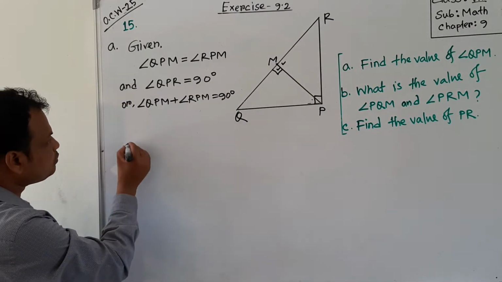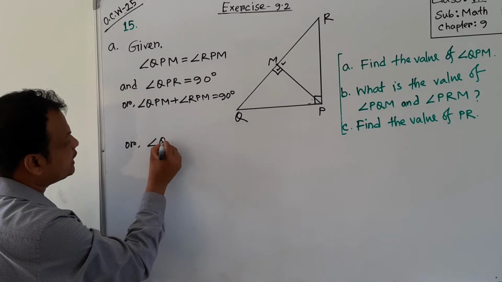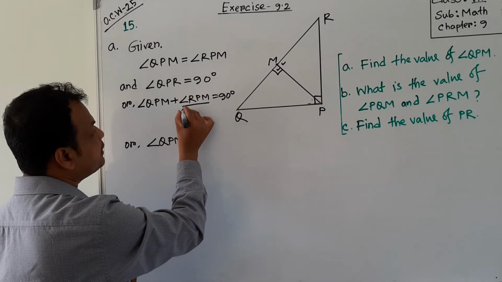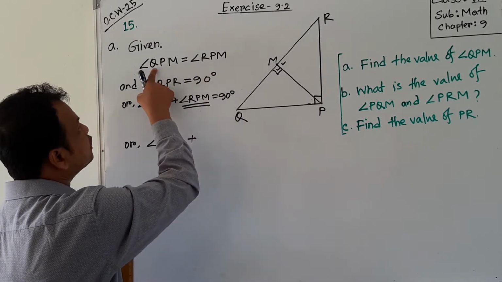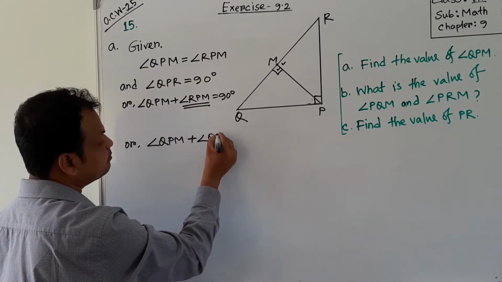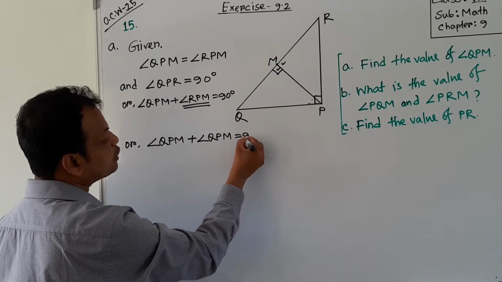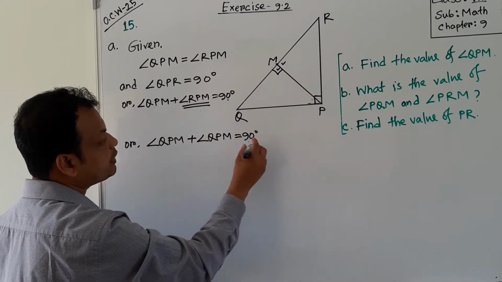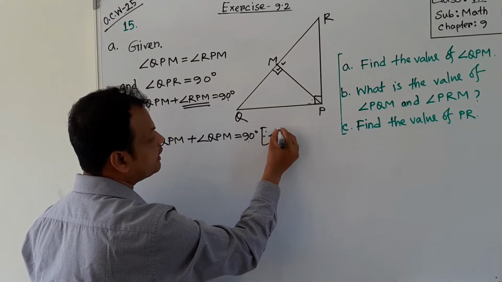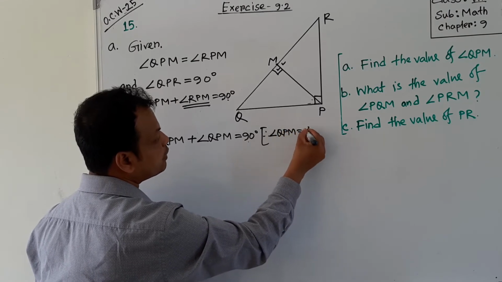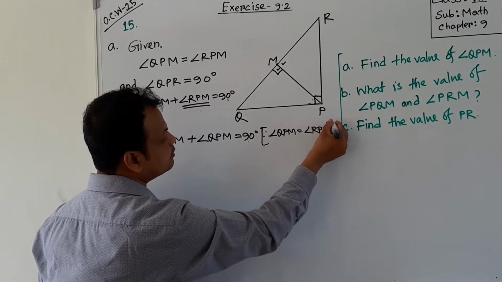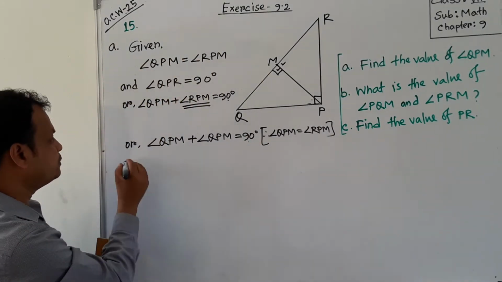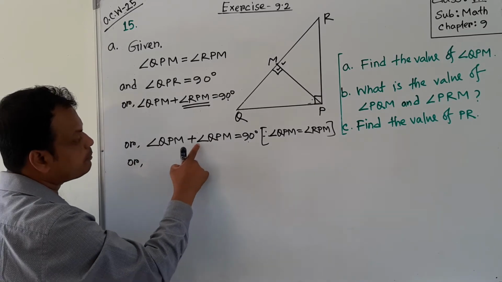Now we'll write angle QPM plus RPM. Instead of RPM, we'll write QPM, so we can write angle QPM plus angle QPM equals 90 degrees. Instead of RPM we have written QPM, therefore angle QPM equals angle RPM. We have written it from here. Now, angle QPM plus angle QPM.